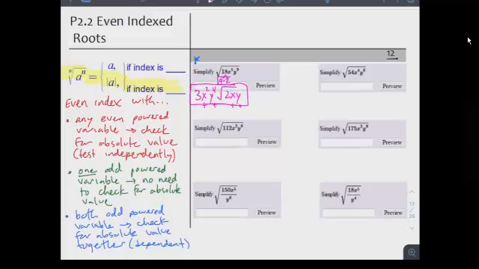Hey, let's look at or try the problem right below that, please. That one has 2 even powers. Okay, so anytime you see an even one, you treat each even power independently. So you're going to test each one by itself. Okay, but see if you can simplify that, please.